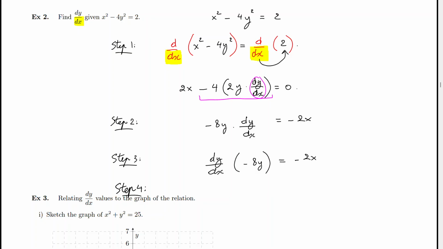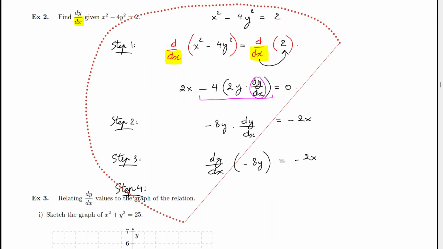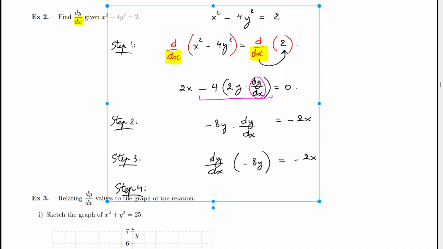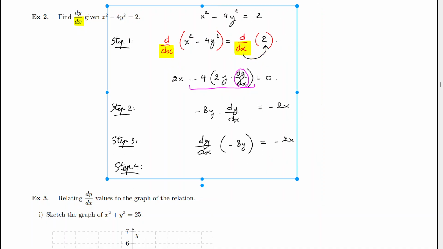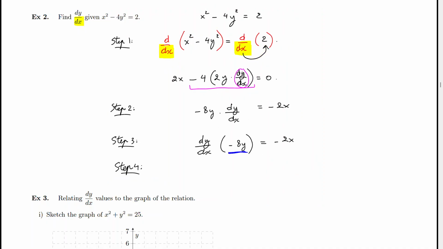Step number 4 is to now put the dy over dx all alone. So get rid of everything that's next to it. In this problem, the stuff next to the dy over dx is negative 8y. I need to make it disappear. And keep in mind, it's being multiplied by the dy over dx. So to make it disappear, we just do the opposite of multiplication, which is division. So we divide both sides by the negative 8y.